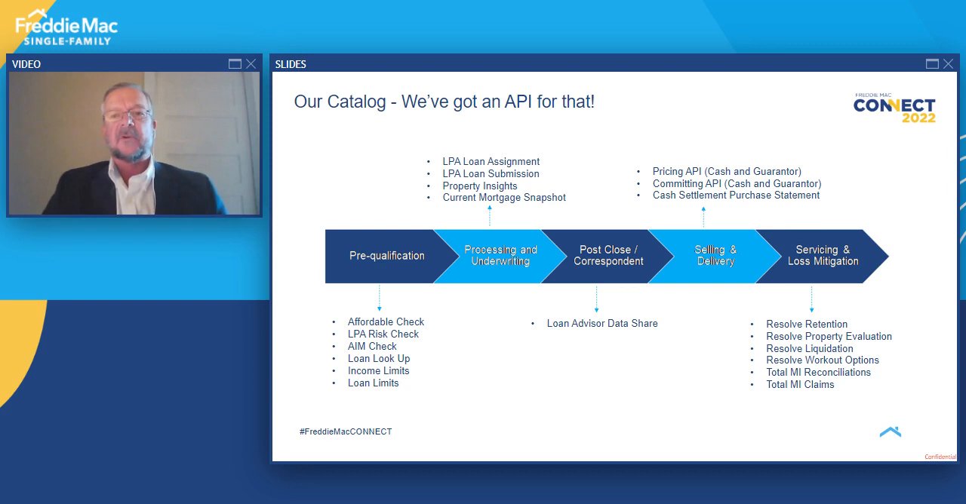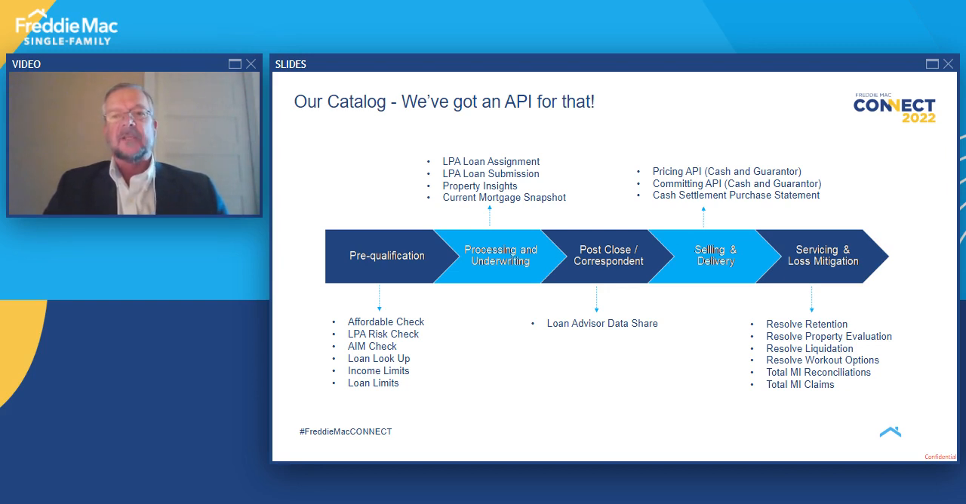And in addition, we have also introduced our workout options API, which is a lightweight request to Freddie Mac to find out eligibility. Right now we're really focusing on the retention products, Flex Mod and payment deferral, but we will be adding liquidations later on. So that is the loss mitigation APIs.